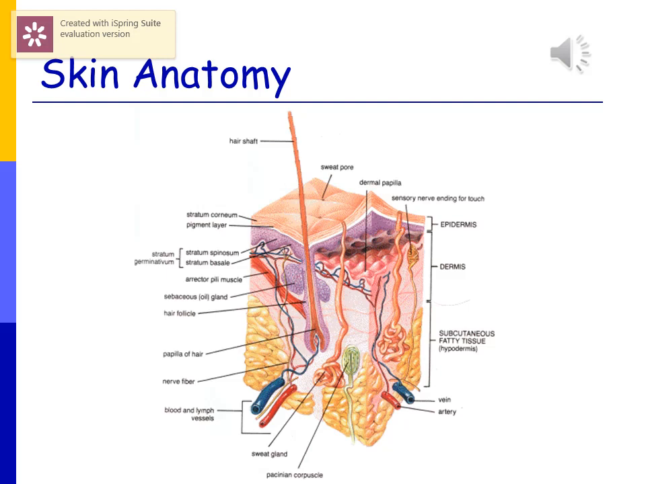So here is a picture of the skin anatomy and where the different layers of the skin are. You can see on the right side, you can see the epidermis on the very top, then the dermis, and then the subcutaneous and fatty tissue.